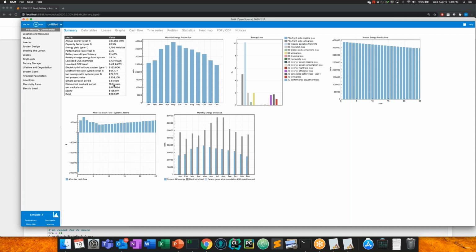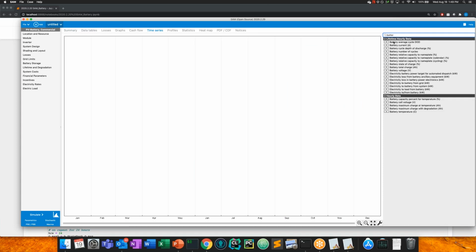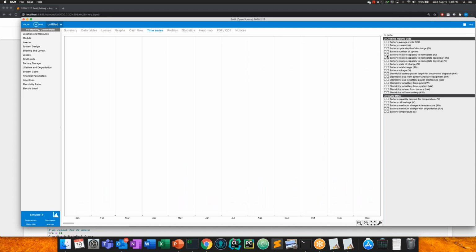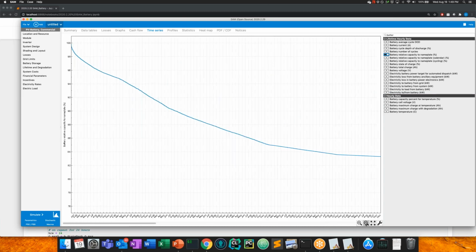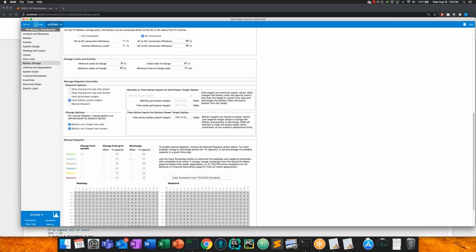So now we see that our simple payback period has decreased to about 6.8 years. We can look at the battery profile. We see more variation in how much power it charges or discharges. We can also look at the relative capacity and see that it reaches about 77 after 25 years. And so that's an interesting feature that we've added.